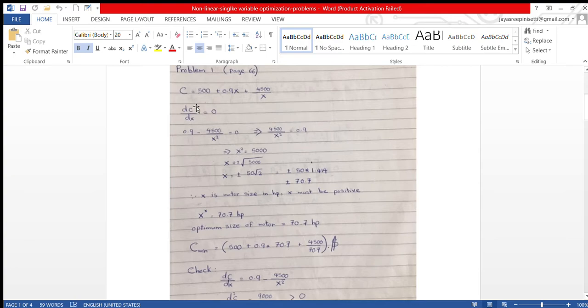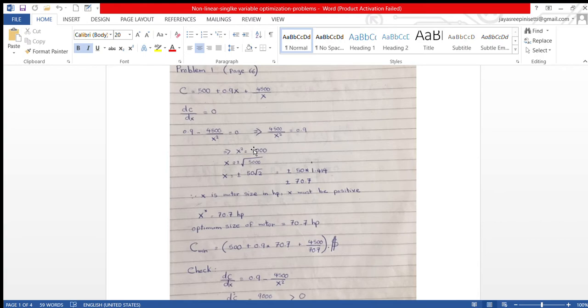So if you can see your material, what is the problem there? The total annual cost of operating a pump and motor in a particular piece of equipment is a function of x. So C is the cost of operating the motor, and x, the size of the motor in HP, is given by C equals 500 plus 0.9x plus 4500 over x. We have to minimize the cost. Find the motor size that minimizes the total annual cost. Problem 1 in page number 66.